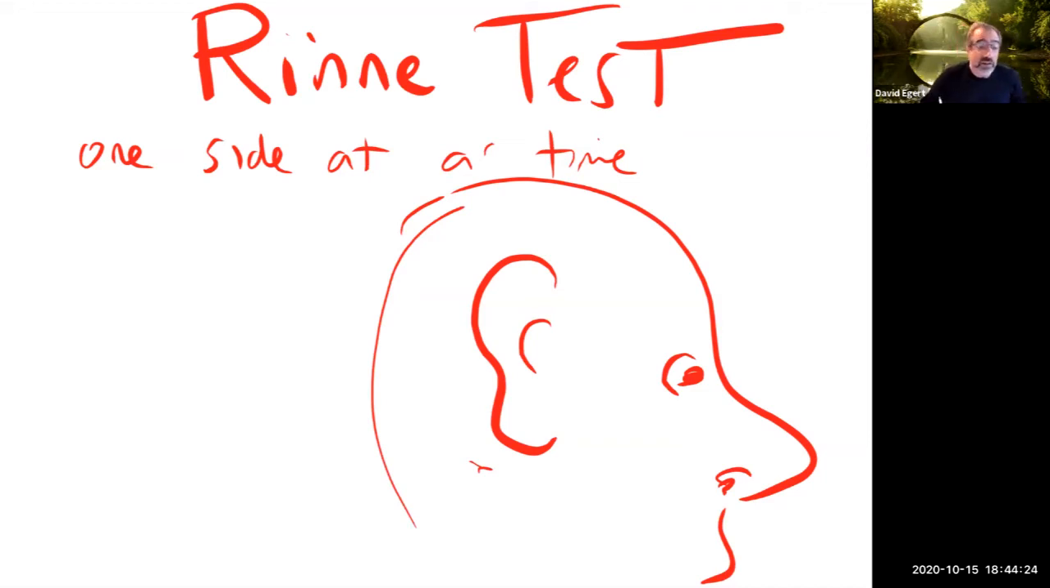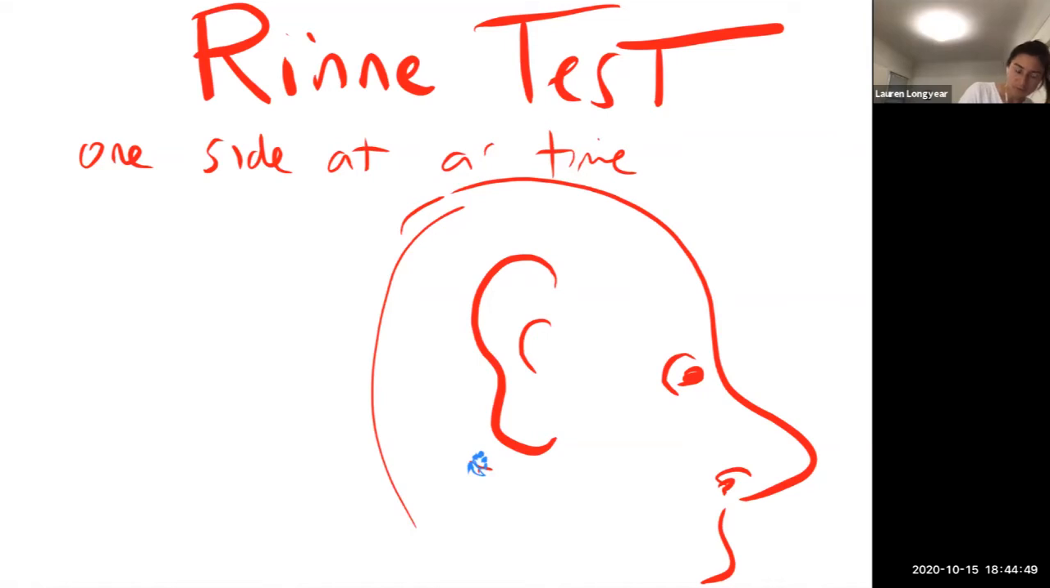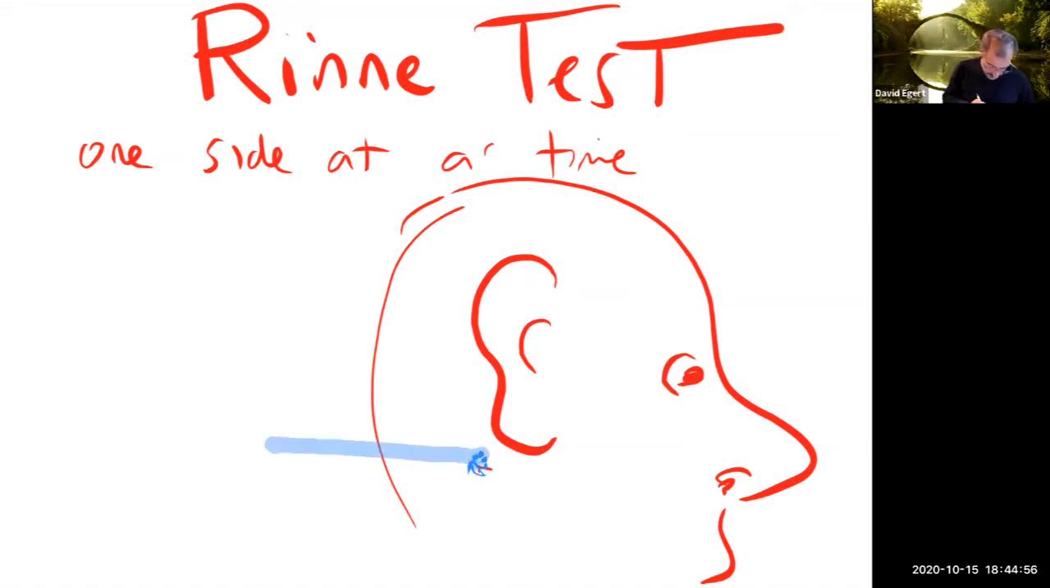And you start with bone conduction. The idea here is your ears are optimized for air conduction. Air conduction should be better than bone conduction. But in fact, do you remember, if you've been in anatomy, what's that little bump on your temporal bone right behind your ear there? Mastoid process. Exactly. So I'm going to take my tuning fork and stick it there on the mastoid process.